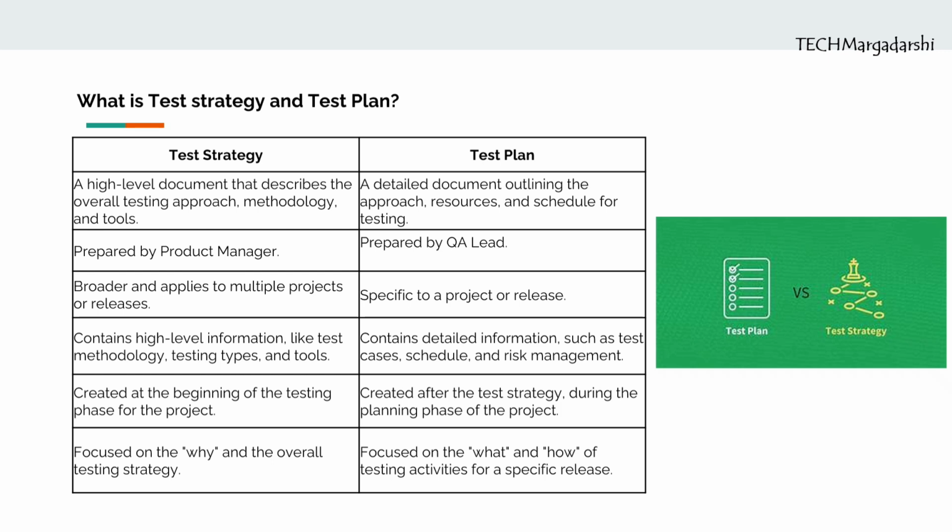On the other hand, a test plan is a detailed document that outlines the exact approach, resources, and schedule for testing. It is prepared by the QA lead and is specific to a particular project or release. A test plan includes detailed information such as test cases, schedules, risk management, and resource allocation. It is created after the strategy during the planning phase and focuses more on the what and how of testing activities. So, in summary, the test strategy sets the overall direction, while the test plan defines the detailed execution for a project.